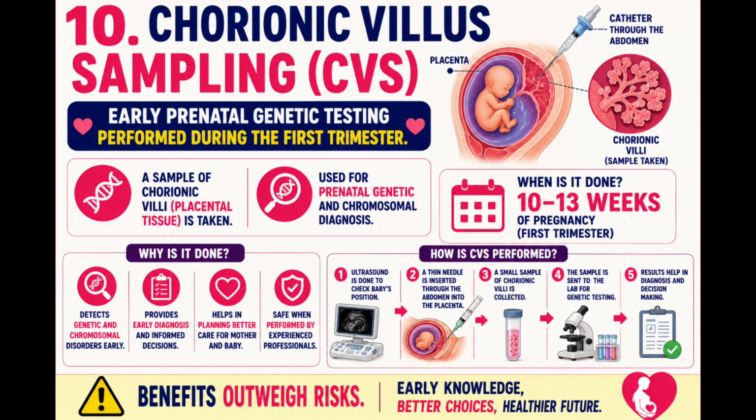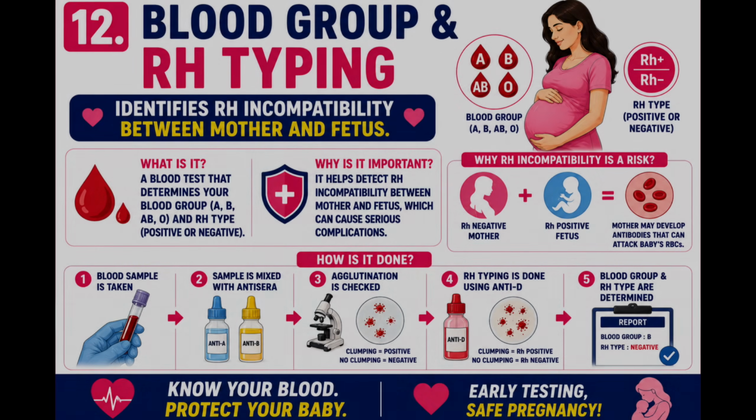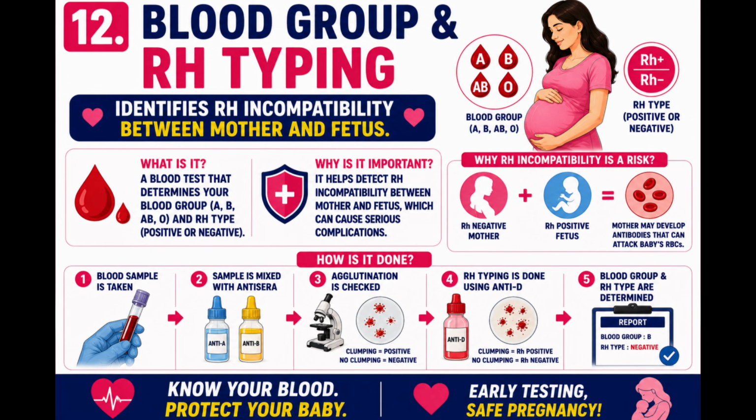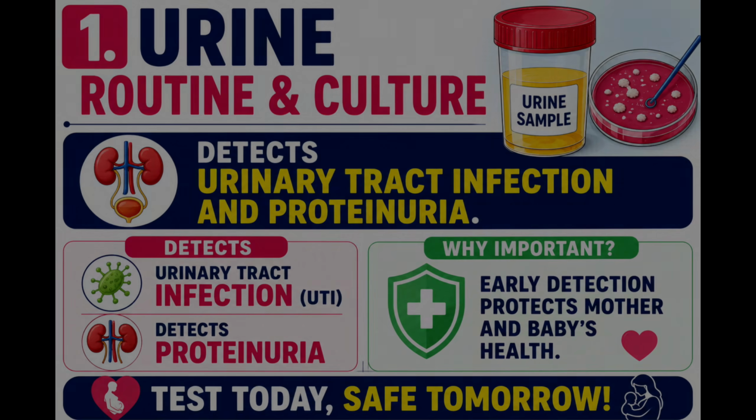Next one is complete blood count. It detects anemia, infection and platelet abnormalities. Next one is blood group and Rh typing. It identifies the Rh incompatibility between mother and fetus. Next one is the oral glucose tolerance test. It diagnoses gestational diabetes mellitus. Next is urine routine and culture.